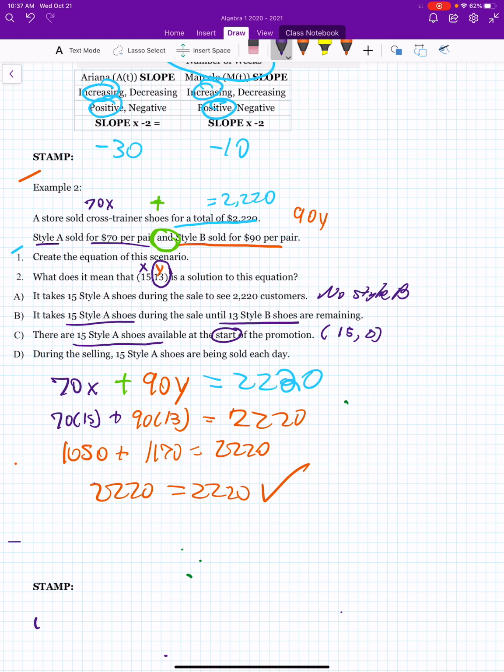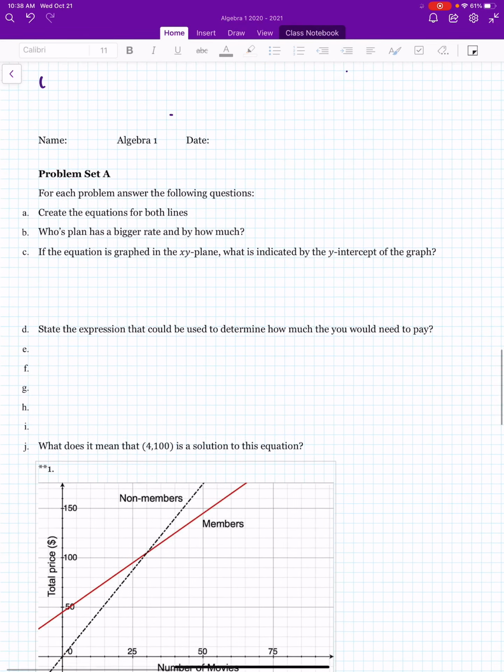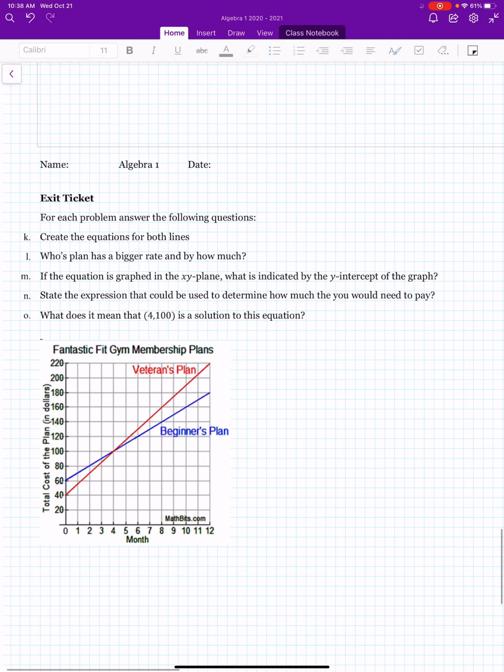And then D: during the sale, 15 style A shoes are being sold each day. That more belongs with 15x, in which x represents each day. So the one that really makes sense is B. They include both units.